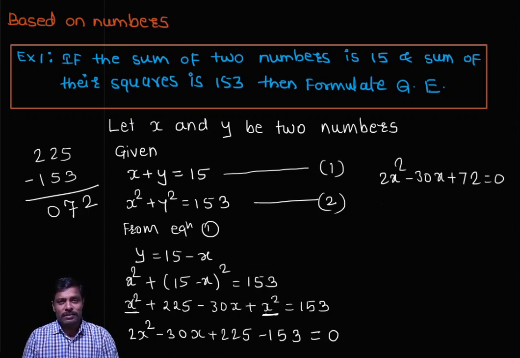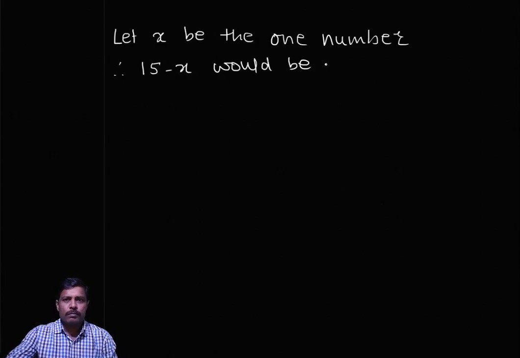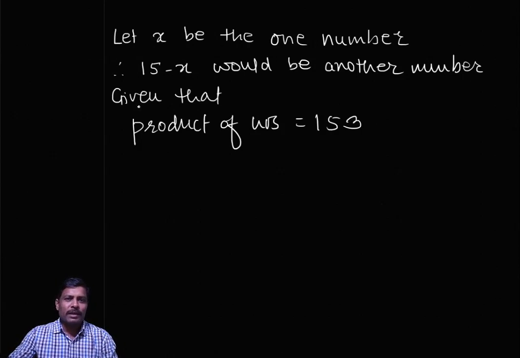But how to do it? Now I am writing the solution of the same previous example, but in terms of a single variable, by considering the single variable. Therefore, 15 minus x would be the other number. Now I am writing, given that the product of these two numbers is equal to 153. Therefore, x times (15 minus x) is equal to 153.